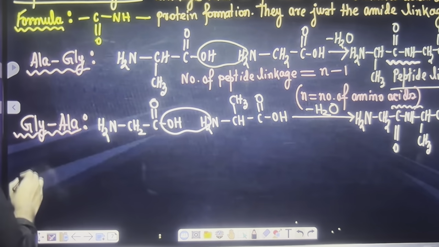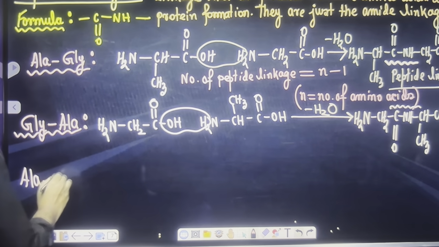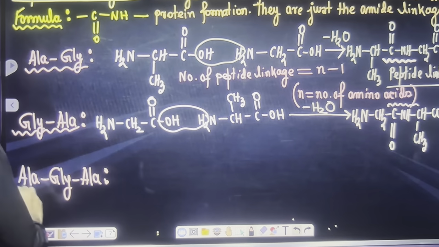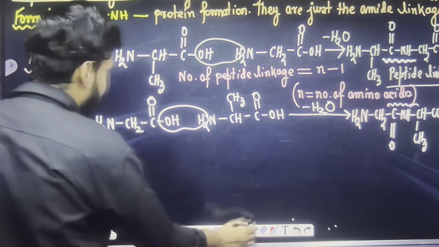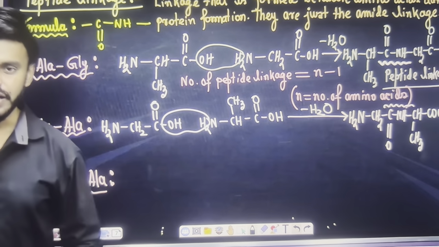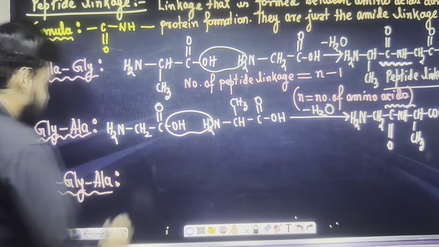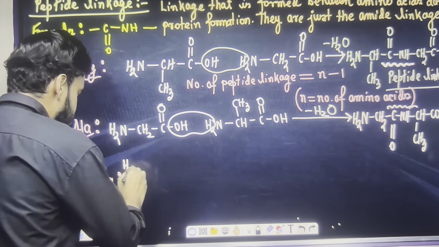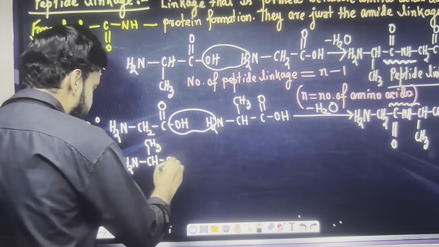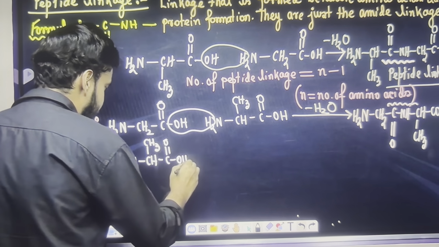Now show me the peptide linkage formation of ala, gly, and ala. So we have to draw alanine initially. So this is your alanine, NH2, CH, CH3, and COOH. This is your alanine.